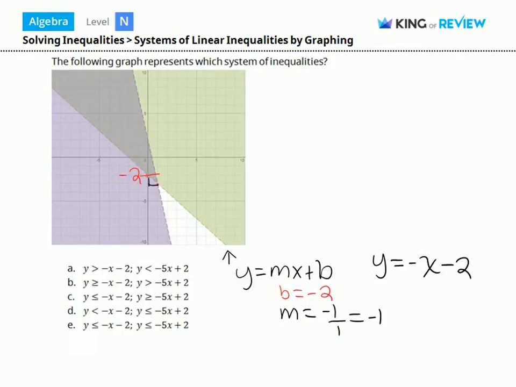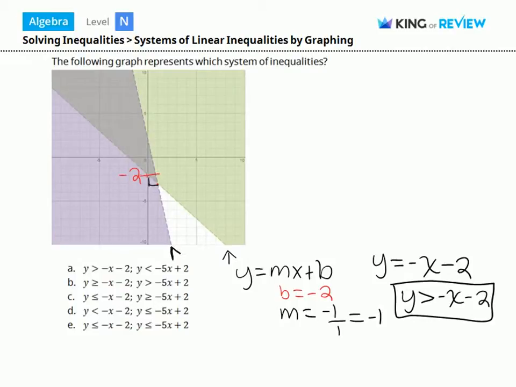Now let's determine which inequality sign to use. We see that we have a dotted line, therefore the sign will either be greater than or less than. We see everything above this dotted line is shaded, therefore y is greater than -x minus 2. Here's our first inequality.